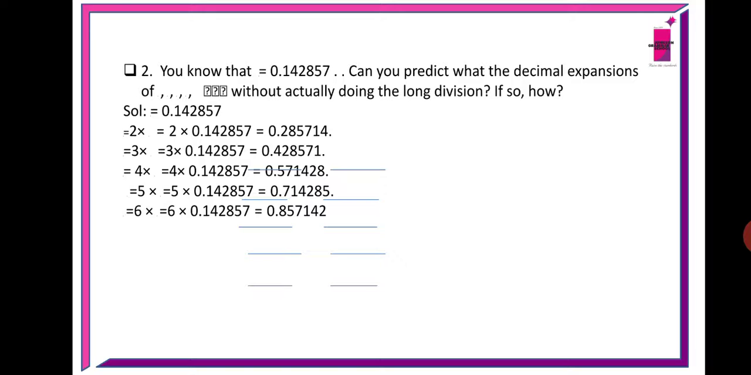What is the decimal expansion of 2 by 7, 3 by 7, 4 by 7, 5 by 7, 6 by 7 without actually dividing? When you take 2 by 7, you can write it as 2 into 1 by 7, which can be written in the form of 0.285714 bar. So you can check it practically. 6 by 7 also can be written as 6 into 1 by 7. So we will get approximately 0.857142 bar.